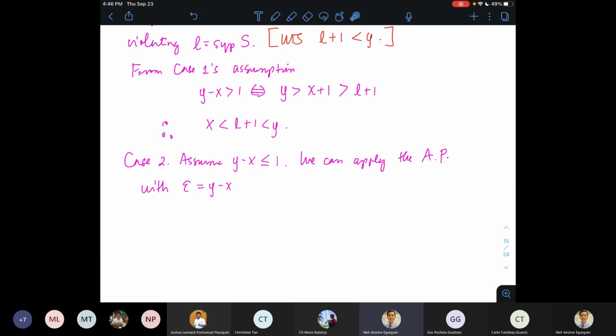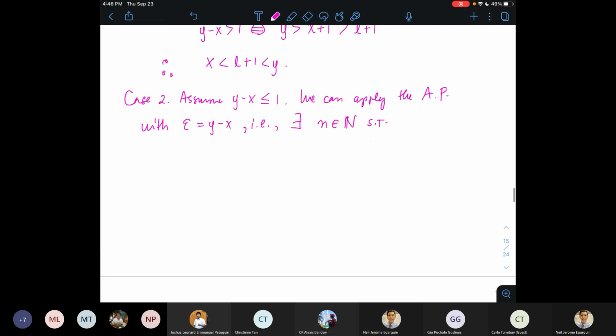Okay? So kung ito yung epsilon, so therefore, we know that there exists a natural number n such that 1 over n would be less than epsilon. Yan yung sabi ni Archimedean principle. Okay? Pero yung epsilon, gamitin natin epsilon ay si y minus x. Actually, that's what I wrote in here. I'm using AP with epsilon equal to y minus x.